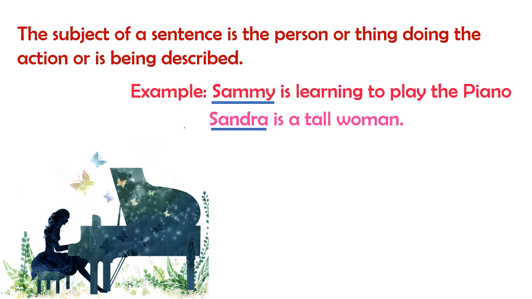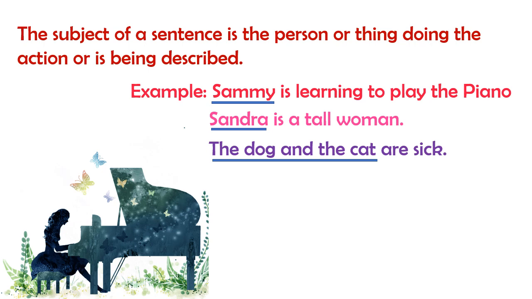Let's look at a few more examples. The dog and the cat are sick. What is this sentence about? Is it about the dog or the cat? It is about both, right? Because this sentence describes the state of both the dog and the cat. What are sick? The dog and the cat are sick. So that is the subject in this sentence. Notice that this subject talks about more than one noun. This type of subject is called a compound noun. That means more than one noun is connected with a conjunction.